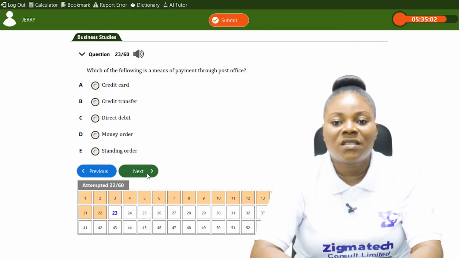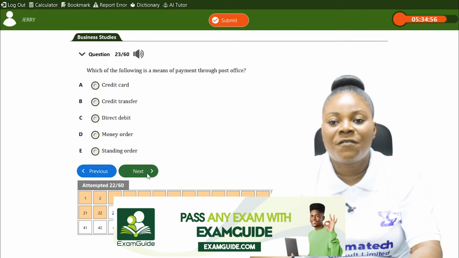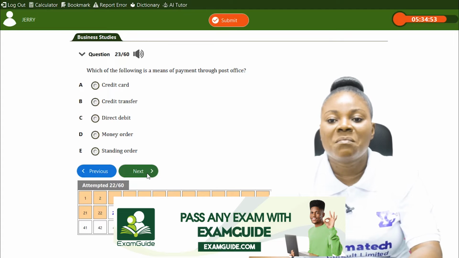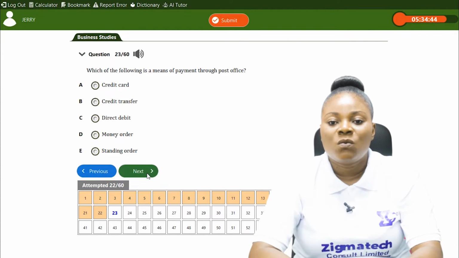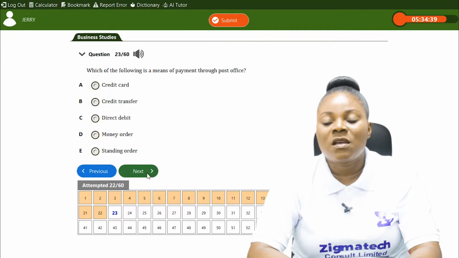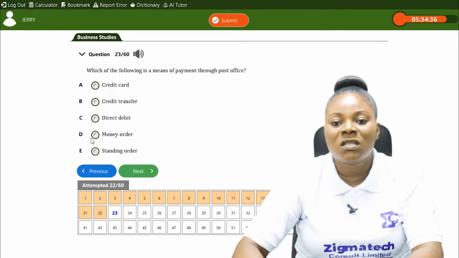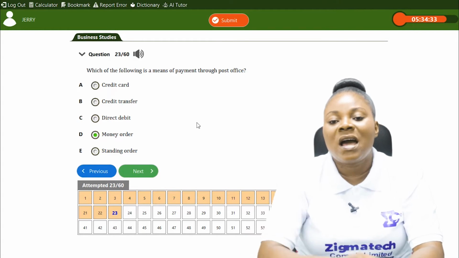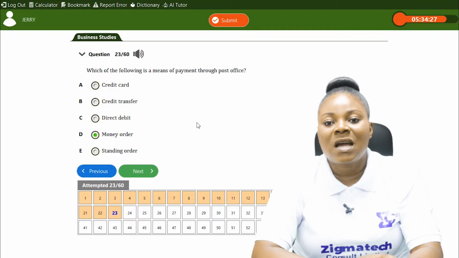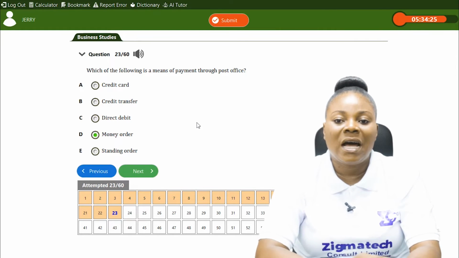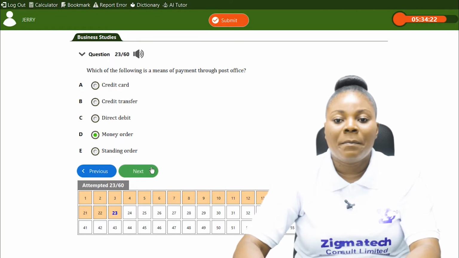The next question, 23, says which of the following is a means of payment through the post office? We have credit card, credit transfer, direct debit, money order, and standing order. The means of payment through the post office is called the money order. Money order is the major means through which payments can be made through the post office. Credit cards, credit transfer, standing order, they are means of payment in the bank.